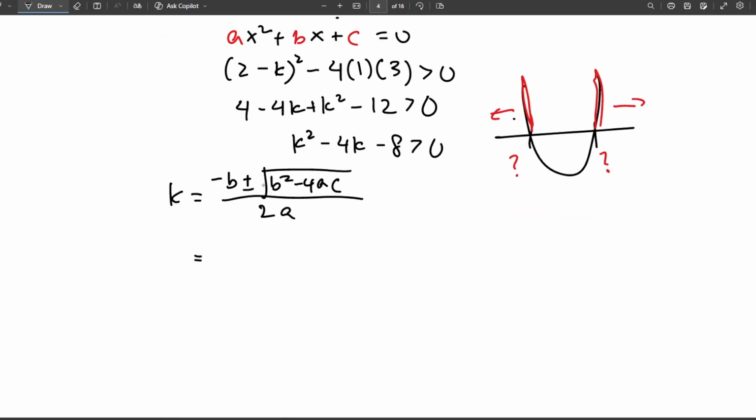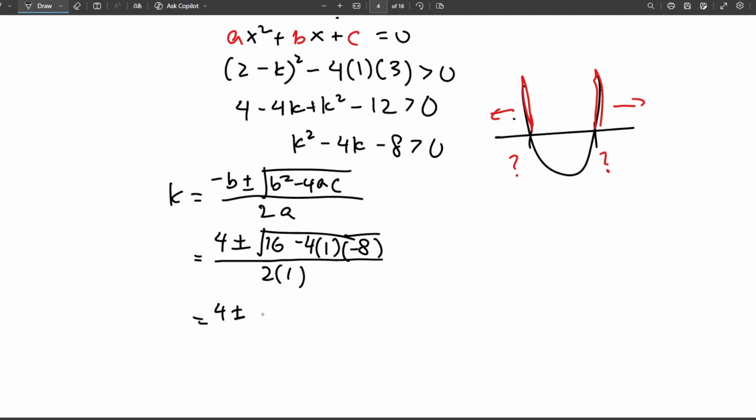So again, in this case, b is negative 4. So negative 4 becomes positive 4, plus minus, 4 squared is 16, minus 4, 1, negative 8. Okay, so there's no calculator again. You have to be quick in your arithmetic also. So 4 plus minus, inside here you try and calculate. It should be 16 plus, negative 4 multiplied by negative 8, that is 32. So 16 plus 32, 48, divided by 2.